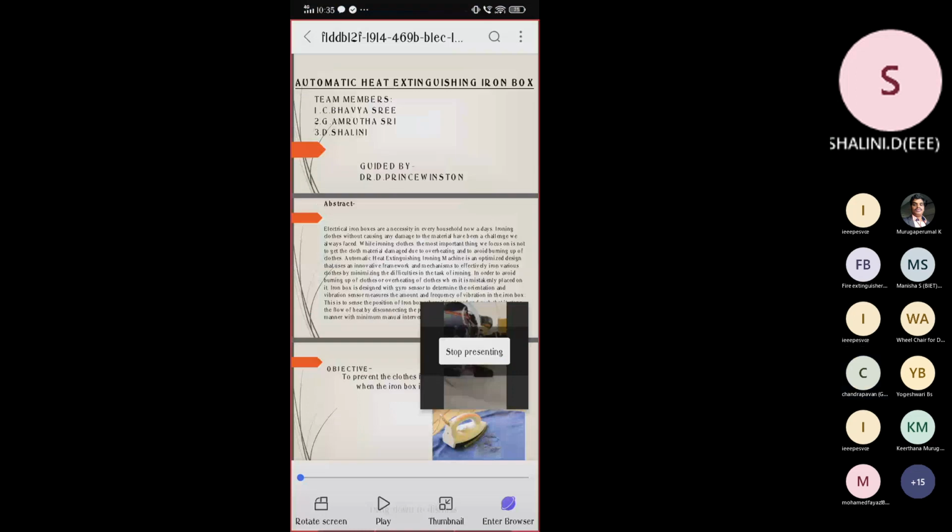Good morning, sir. We are the students of Kamaraj College of Engineering and Technology. We are the members taking part in it. Myself, Shalini, Amritashri, and Bhavya. Here we have brought innovation of ironbox from the existing one. The title of our project is Automatic Heat Extinguishing Ironbox.